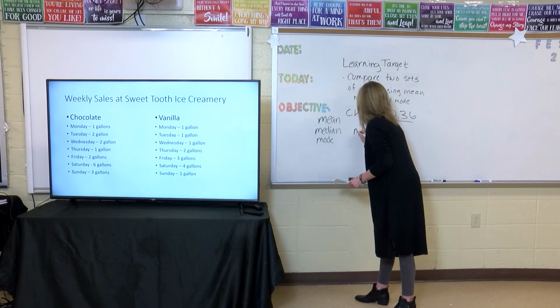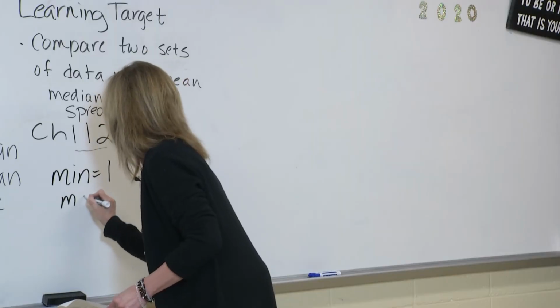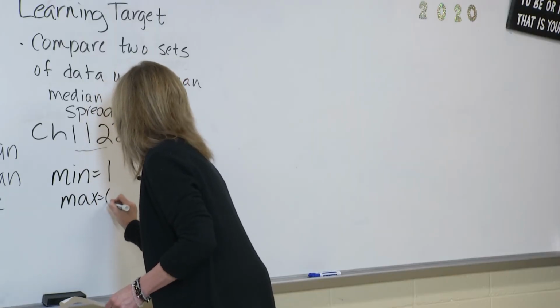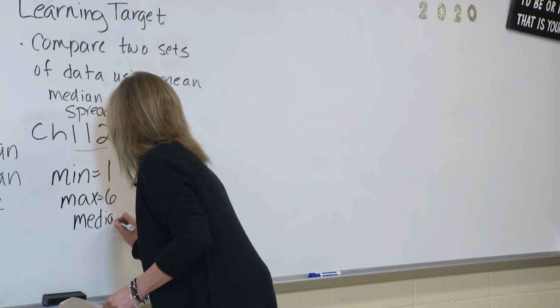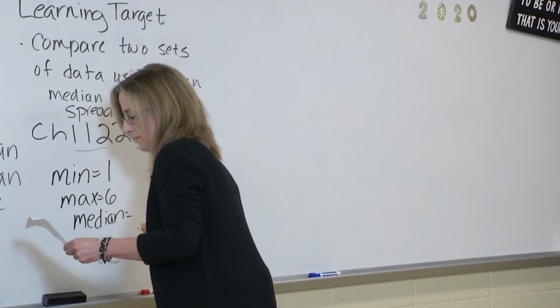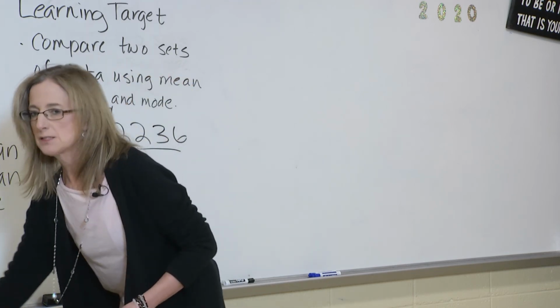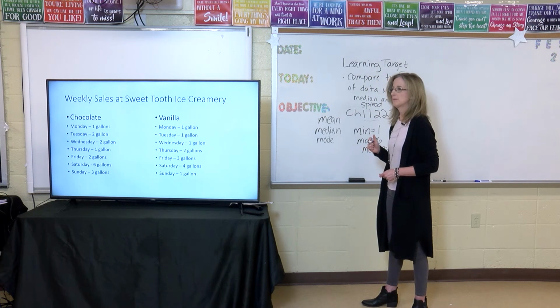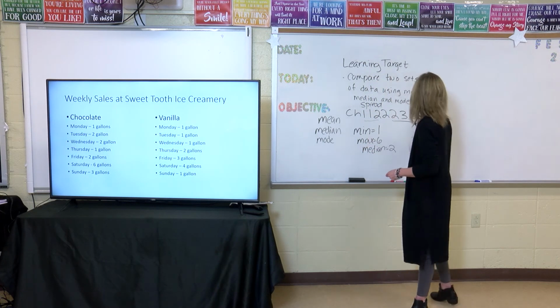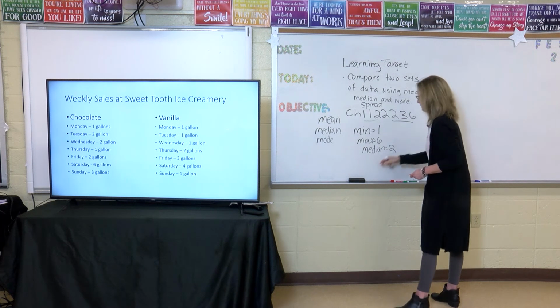We need to have our minimum. Our minimum is 1. Our maximum is 6. Our median is 2. And we're going to set up a box-and-whisker plot of the total number that we have. So let's do this.